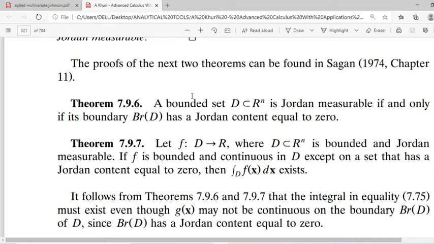In that case we will have Jordan content equal to 0, because for a single point, what is the Jordan content? The area under the curve from A to A will be 0. And in the case of the second point B, the Jordan content will also be 0 for the boundary points. So that is the theorem. We are not proving all these theorems. Let's just leave it at that.